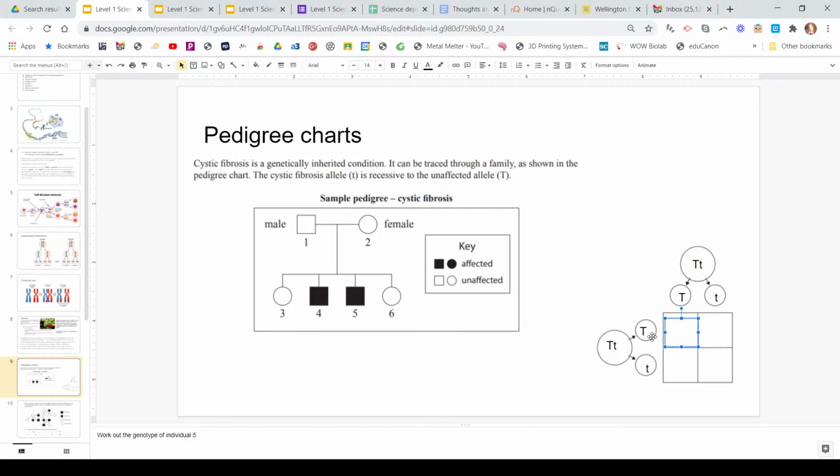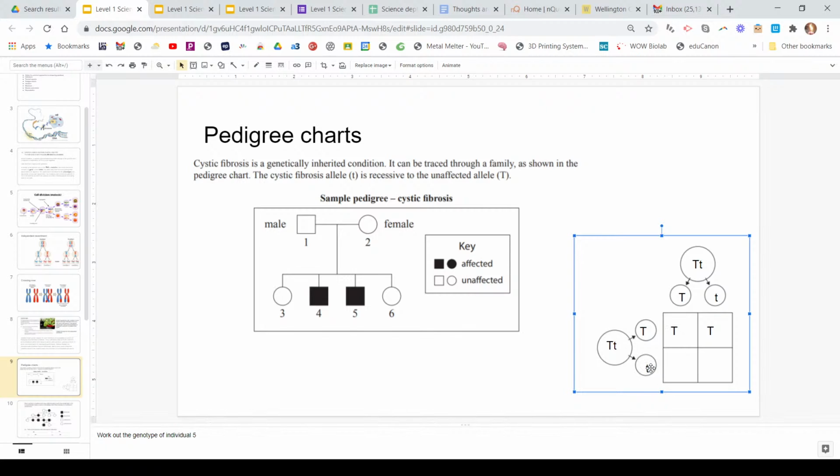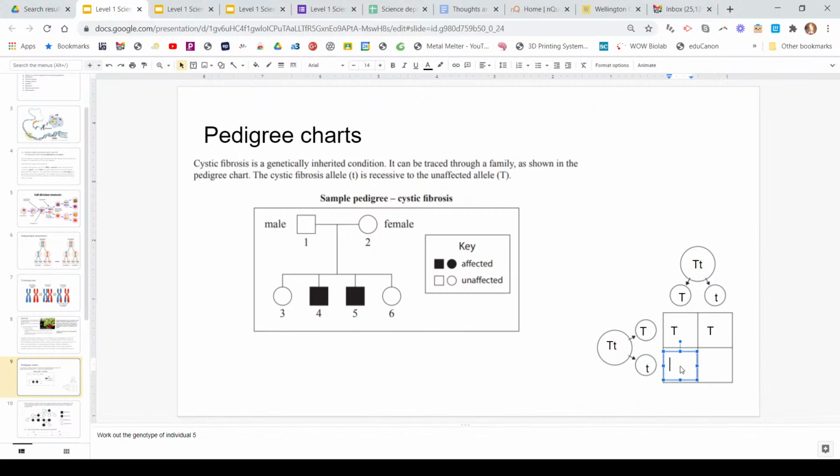So if I focus on this allele, then I'm going to put a capital T in here. And going with this allele still, I'm going to put a capital T in this part of the Punnett square. If I then go down here, and I'm looking at the recessive allele, I'm going to put that into this box and into this box.